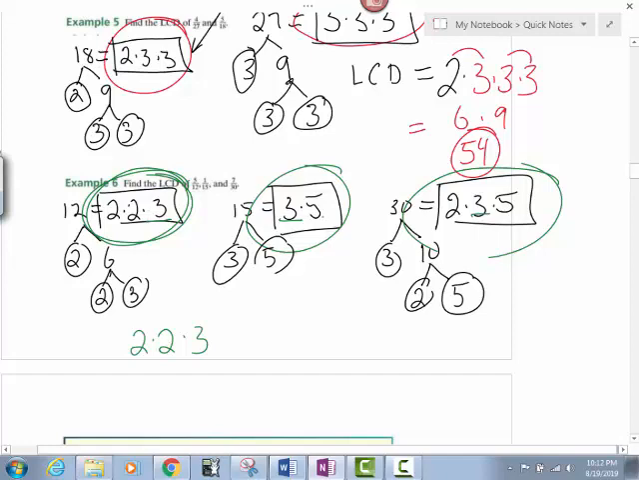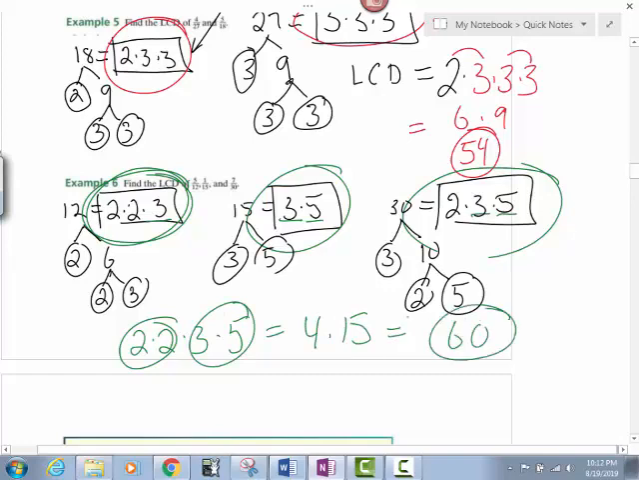This one doesn't have any 5s, but each of these have 1 5. So again, in any one of those boxes, the most number of 5s I had was 1. So now we can go ahead and multiply. So I know 2 times 2 is 4. I know 3 times 5 is 15. So 4 times 15 is 60. And that's going to be my common denominator.